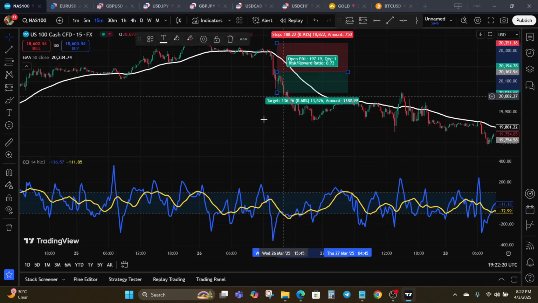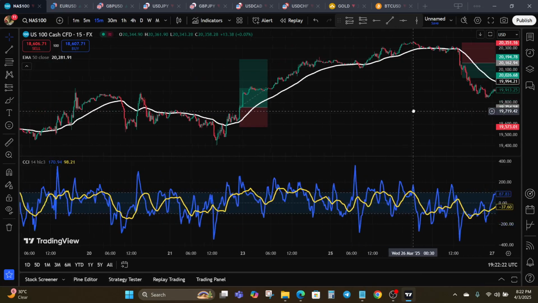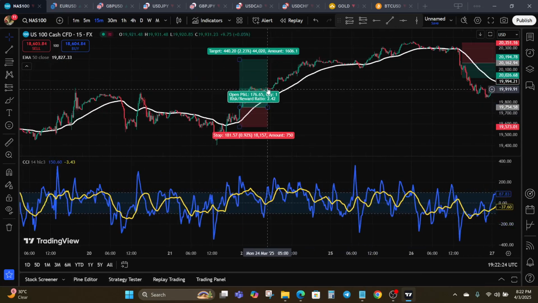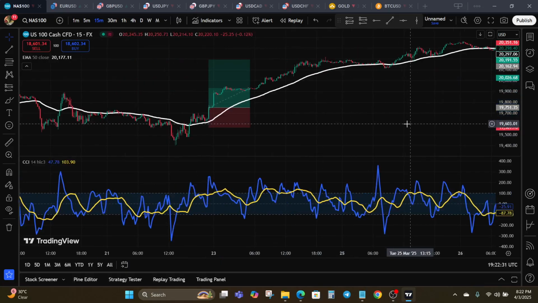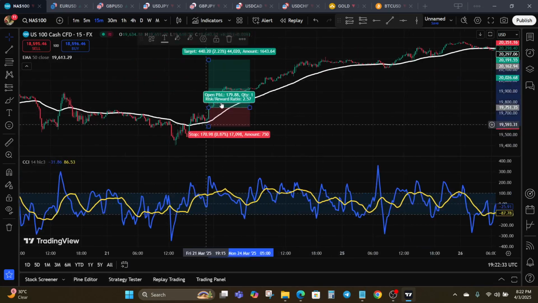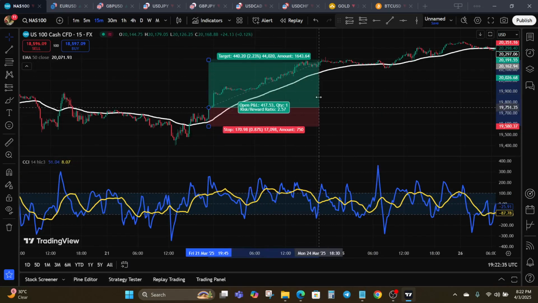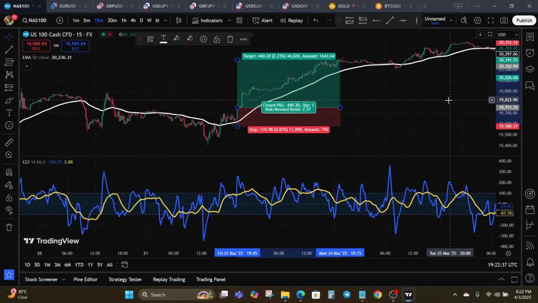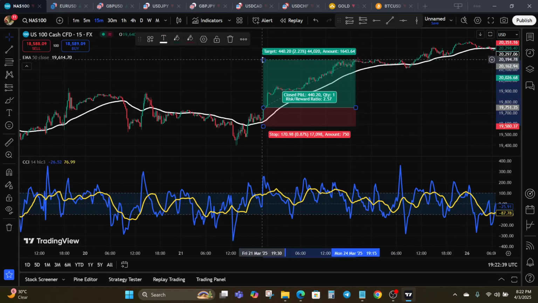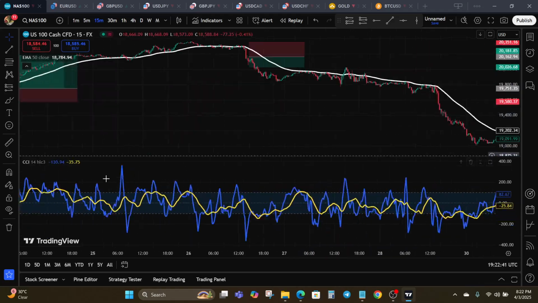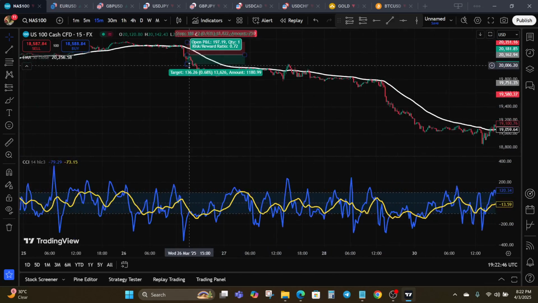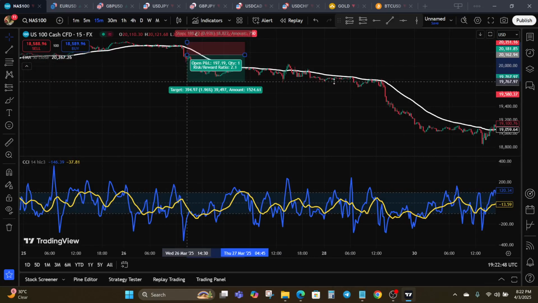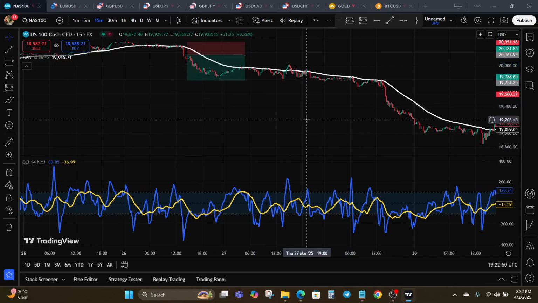For your take profit strategy, you can set your take profit at key support and resistance levels. So for a buy trade, this was a buy trade that we identified. Stop loss below EMA. Take profit around resistance zones. Then for a sell, stop loss above EMA. Take profit around support zones.